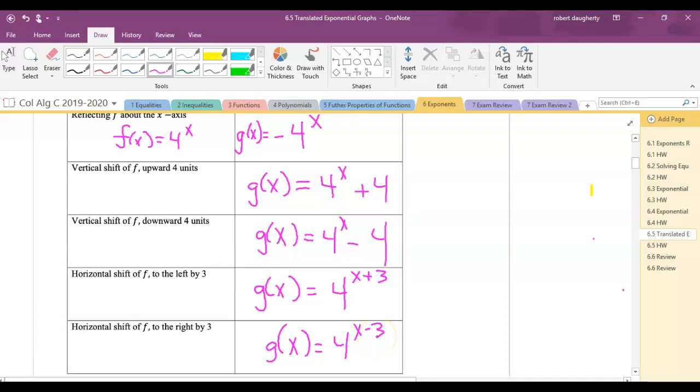Okay. You see the difference between when the number is off by itself, what kind of move is this? Vertical, horizontal. That's the vertical move. When it's in the exponent here, these are what kind of moves? Horizontal, okay?